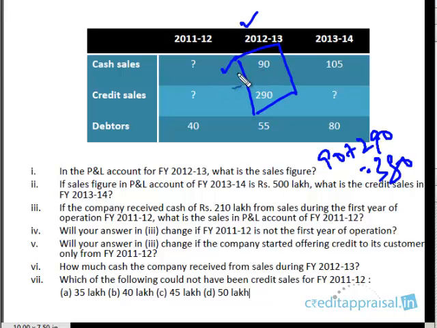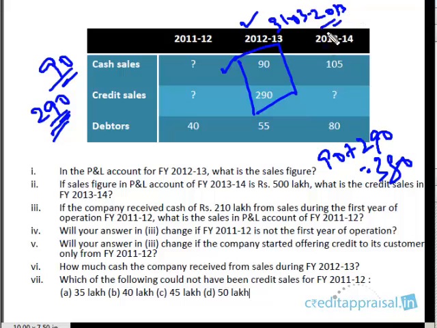That means it has sold goods, delivered the goods and already received cash of 90. In credit sales, it has made sales of 290 for which the goods were delivered. Payment could have been received or could not have been received. Please note that we are not saying that the company did not receive the credit of 290 lakhs by the end of 31/3/2013. That is not what we are saying. Please note this point very carefully.